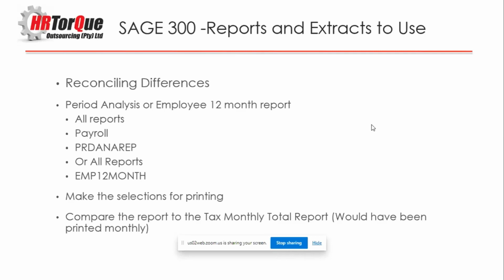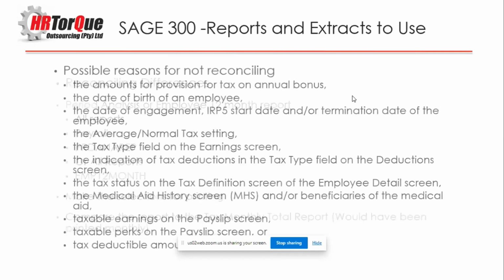Now when you're looking at what your reconciling differences are, you've got your 12-month report, which you've run after your rebuild, and you can then identify exactly which employee or employees you have differences on. Then you will need to see what steps you need to take to correct it. Is it e-filing that needs to be corrected, or is it your actual payroll system that needs to be corrected? And then you can rerun the process again.